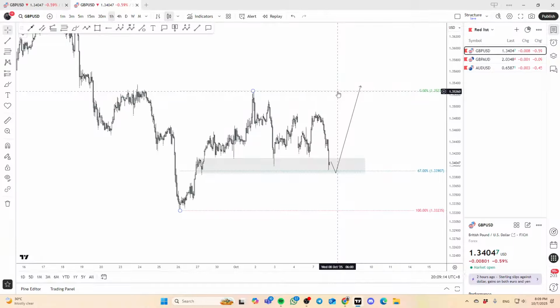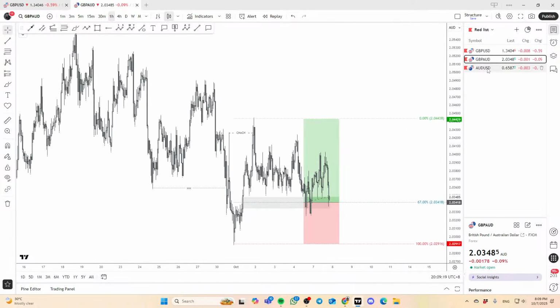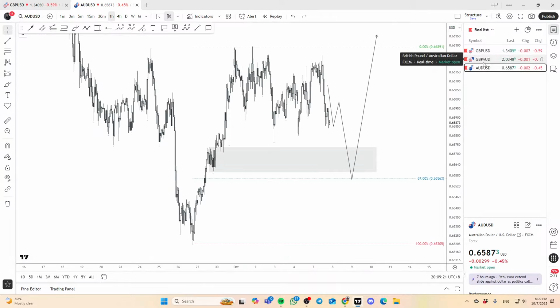So that's my take on GBP USD, okay? So that's that, right? Then we have pound aussie, which kind of got our break even. We'll look at it when the opportunity comes again.